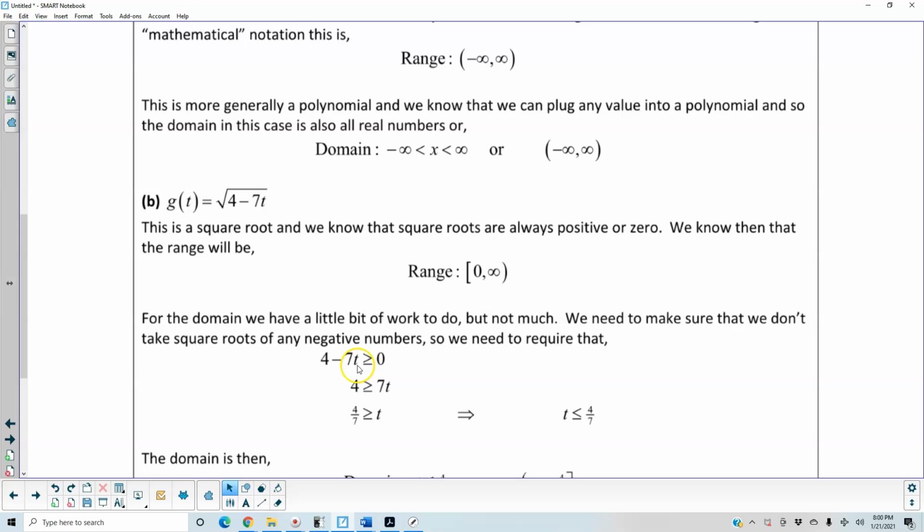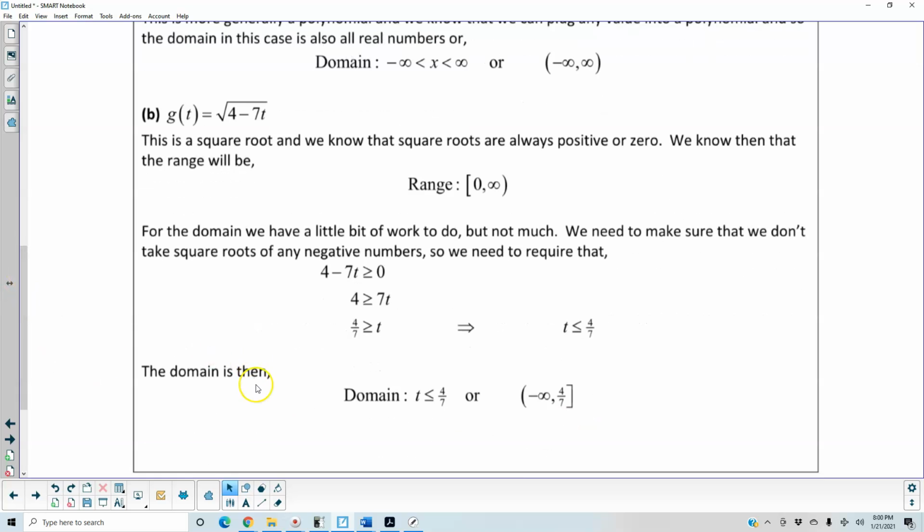So we're going to solve for t by adding 7t to the right side, and then dividing both sides by 7. So that means that t is less than or equal to 4 over 7. So the domain is then the following. The domain is t less than or equal to 4 over 7, or left parenthesis negative infinity comma 4 over 7 with a bracket, because we need to include that value because of the equal sign.